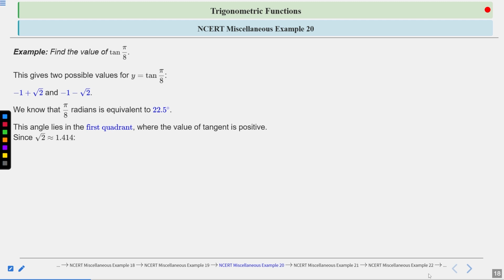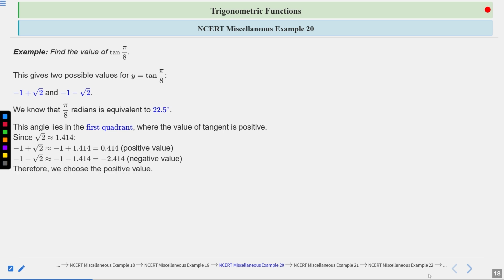Since root 2 is equal to 1.414, minus 1 plus root 2 will be minus 1 plus 1.414, which is approximately 0.414, a positive value. Minus 1 minus root 2 will be approximately minus 1 minus 1.414, which is minus 2.414, a negative value. Therefore, we choose the positive value. So we can say that tan of pi by 8 is equal to root 2 minus 1, okay?